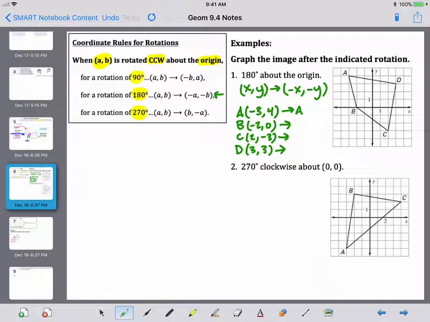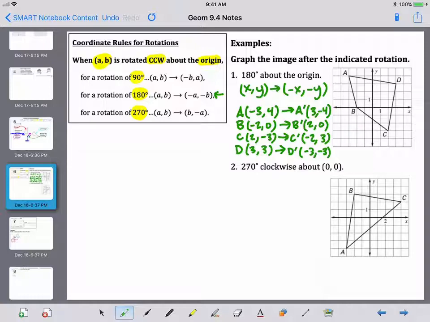So this rule just tells you to make the signs opposite, meaning A prime is going to be at positive 3, negative 4. B prime is going to be at positive 2 and 0. C prime is going to be at negative 2, positive 3. And D prime is going to be at negative 3 and negative 3 for the x and y coordinate.